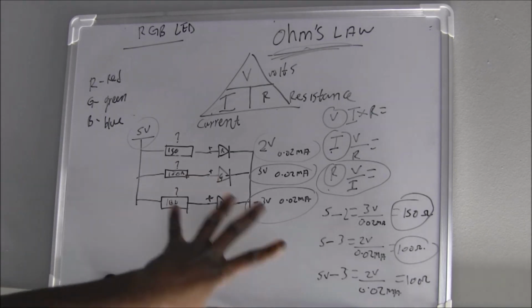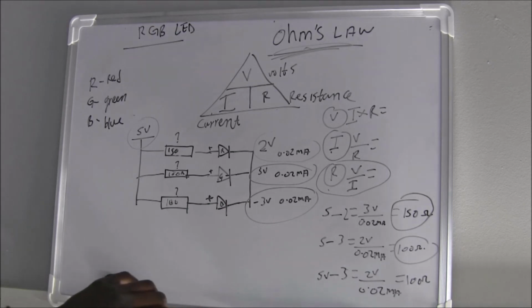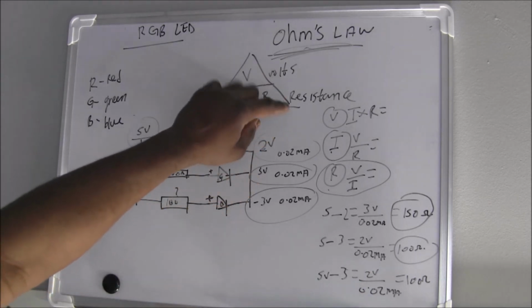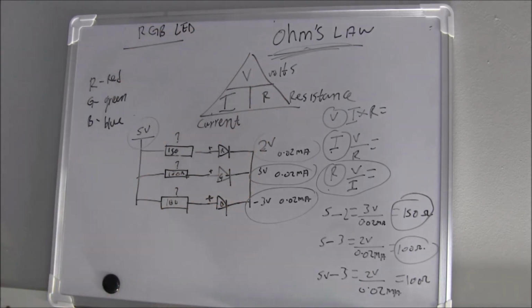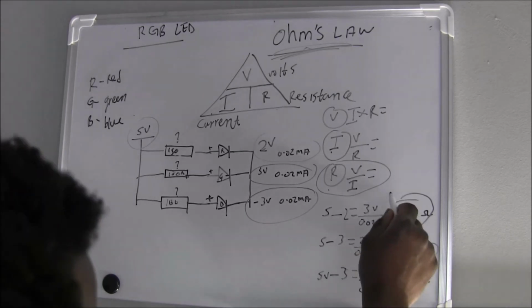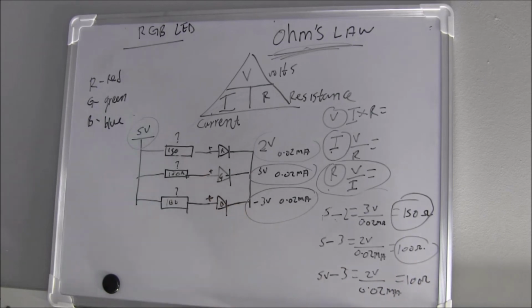So this is a way to calculate the values of the resistance. This is a very simple explanation, but you can use it. You're going to use Ohm's law in many other circuits as you go on, or as you practice more with electronics stuff. So we have now found the values for these LEDs. This is all about it.